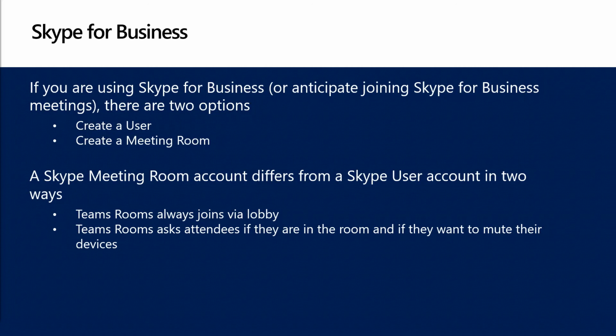One is Teams Rooms always joins via lobby. So when you click the one-touch join, you're entered into the lobby and the Teams Rooms will have to add you in. That's a security feature that's added. And because we know a meeting room has been invited to a meeting, you'll then be asked if you want to mute your device before joining the meeting in order to limit echo and feedback.